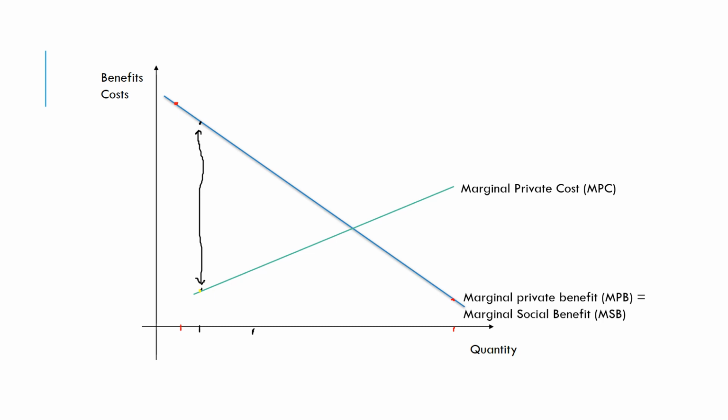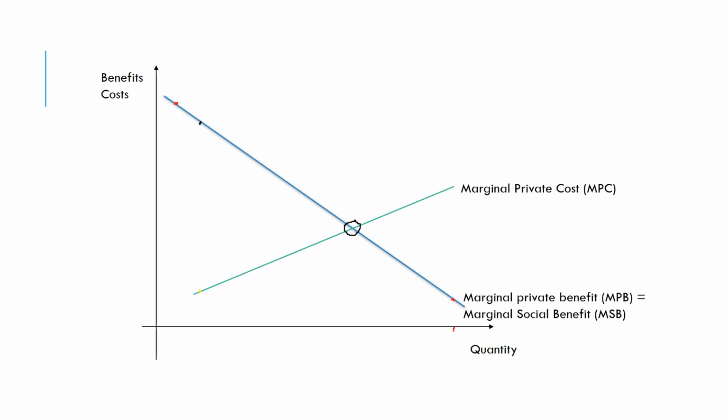Let's have a look at this tree here. The benefit of doing it is here, and this outweighs the cost. So again, it makes sense to chop this tree down. And so on and so on until we get to the situation where there is no longer a difference between the benefits and the cost of doing so, which occurs at this point here.